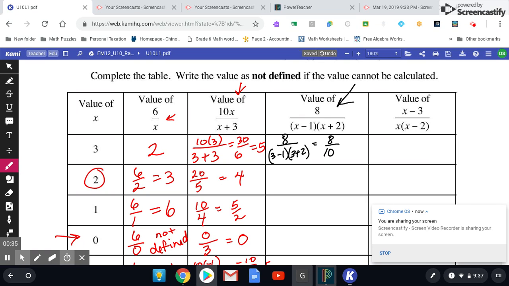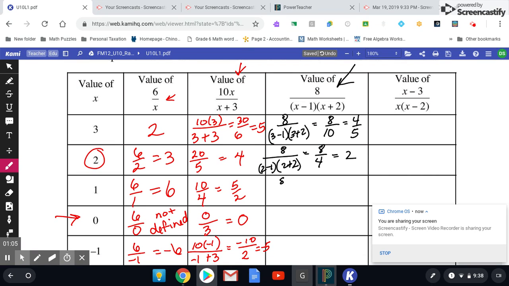Not really a problem. There's no issues there. Reduce if you want to: 4/5. All right, what happens if we put in a 2 in the next column down? We would have 8 over 2 minus 1 and 2 plus 2. This 2 minus 1 is a 1 times 4 is 4. Answer's 2. Let's keep going.